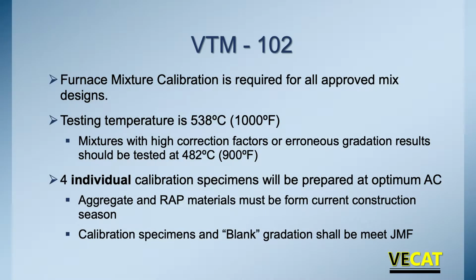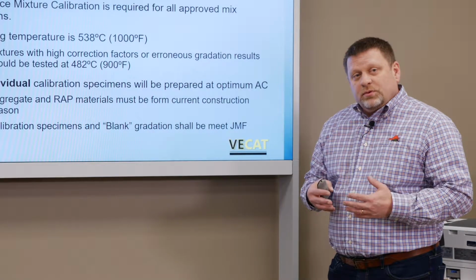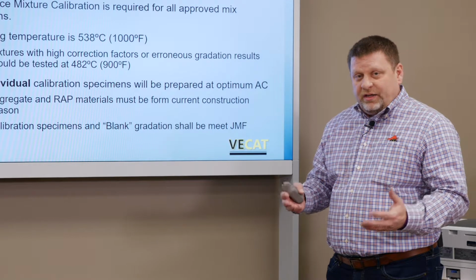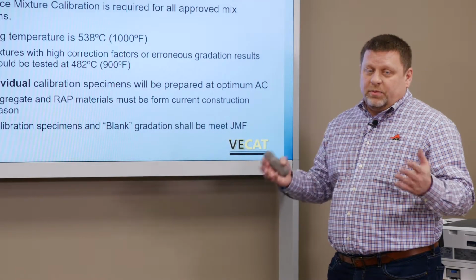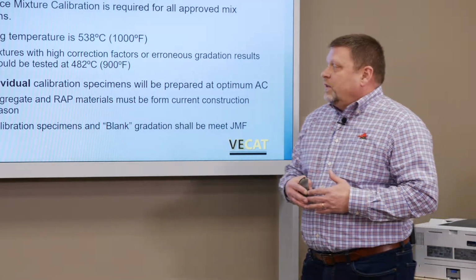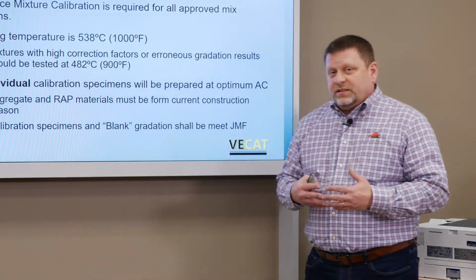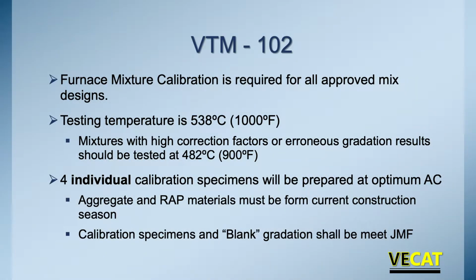To do your furnace correction factor, you have to prepare 4 individual calibration specimens that will be mixed at optimum asphalt content. These 4 samples have to be batched and prepared individually. We can't have one large sample that we're splitting down. The materials we use to build these samples, both the aggregate and wrap, have to be from the current construction season. It can't be old materials that have been sitting in the lab for a while. It has to be freshly produced product.